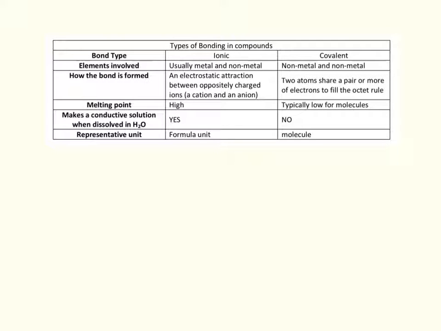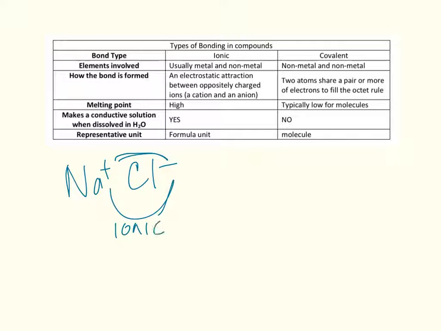How the bond is formed: an electrostatic attraction between oppositely charged ions. So you've got a cation and an anion, and they're attracted to each other because of the opposite charges. Like if you have sodium and chloride, right? Sodium is positively charged and chloride is negatively charged, and so they're attracted, and this attraction is the ionic bond. And so that's an electrostatic attraction. It's an ionic bond because it's two ions that cause that attraction.